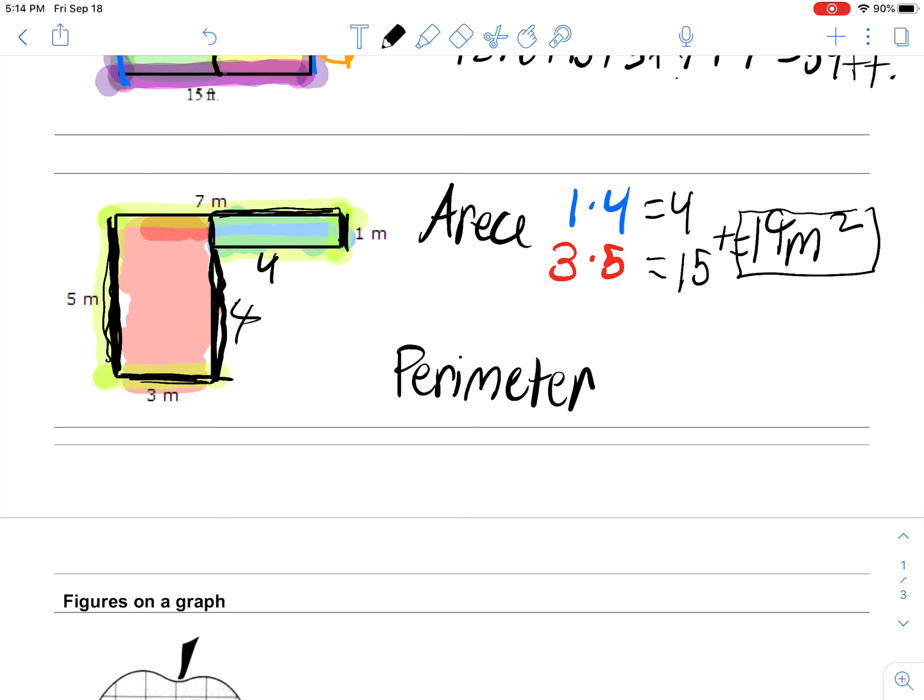Now I just add up all of those numbers. So I have 5 plus 7 plus 3 plus 1 plus 4 plus 4. You can use your calculator. Otherwise, 5 plus 7 is 12, plus 3 is 15, plus 1 is 16, 20, 24. So my perimeter would be 24 meters squared. So that is how we find exact area and perimeter of weird figures like this.